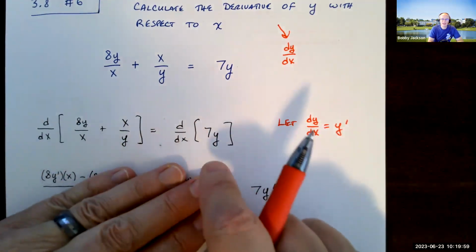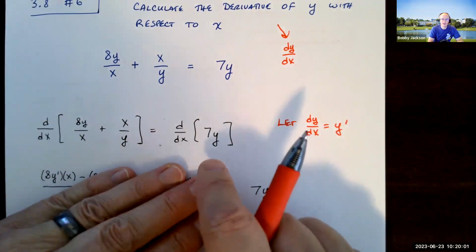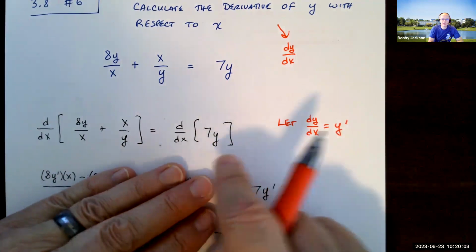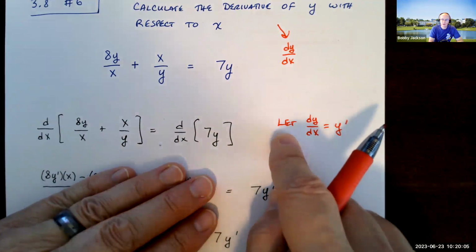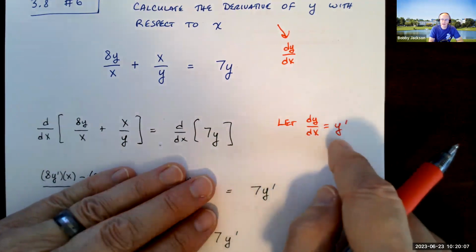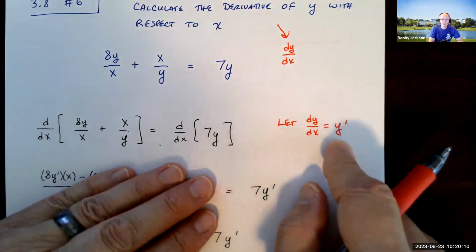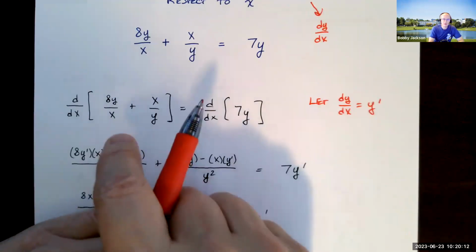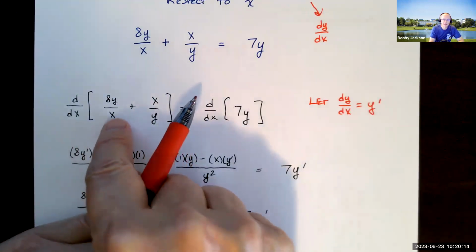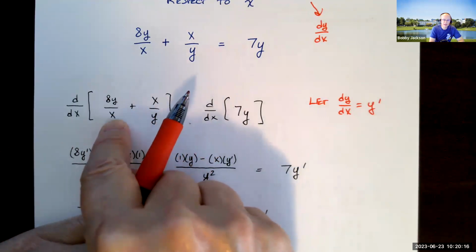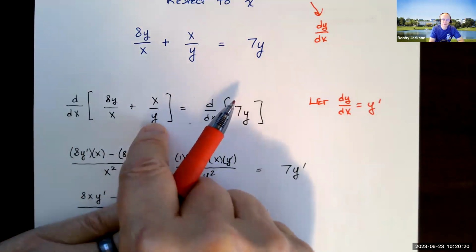And remember, y is a function of x. Y is not a constant with respect to x necessarily. So we're going to let dy dx equal y prime for just convenience of notation. And over here, I'll take the derivative with respect to x of this side. I need to take the derivative with respect to x of 8y divided by x first and add it to the derivative of x divided by y.